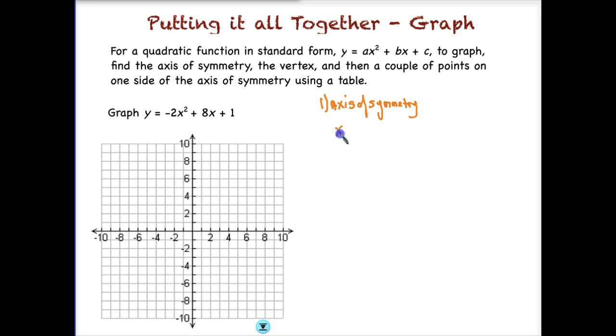We know it's going to be x equals -b over 2a. An easy way for me to figure that out is to go ahead and label my a and my b, and I'll label my c just to keep me refreshed. My a is going to be -2, my b is going to be 8, and my c is 1. Now I'm ready to plug those in.